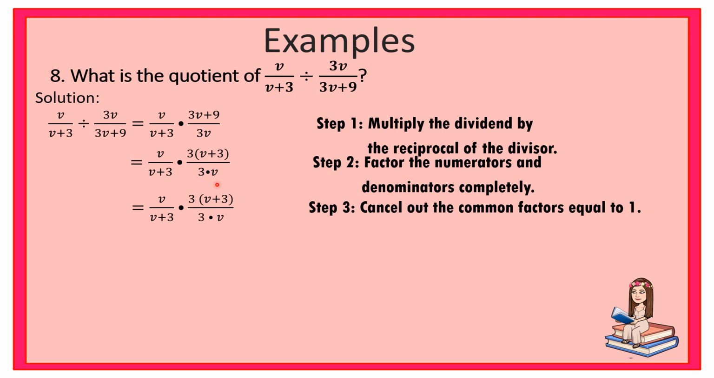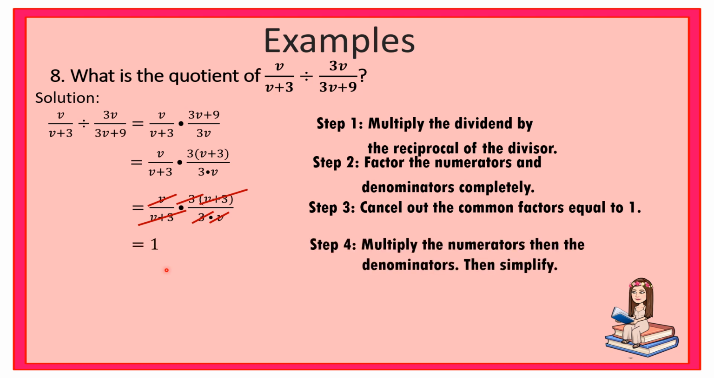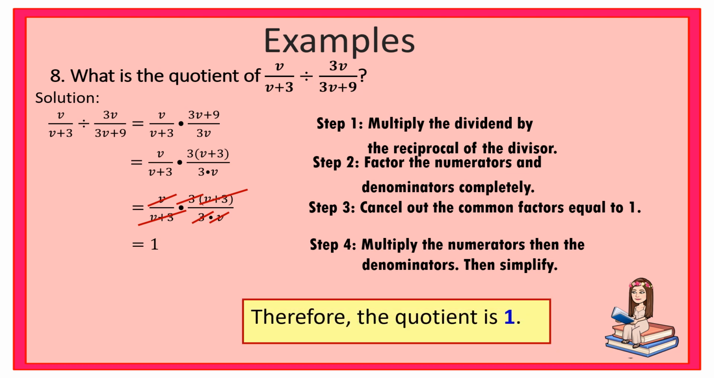After which, we proceed with cancellation. So, ang makakancel natin, isang pares ng v, isang pares ng v plus 3, at isang pares ng 3. Let me show you. Isang pares ng v, isang pares ng 3, at isang pares ng v plus 3. Ayan, ma'am, wala pong natira. Kapag walang natira, anong magiging sagot natin? Tama. Ang magiging sagot natin ay 1. Alright, therefore, the quotient is 1. I hope that is clear.